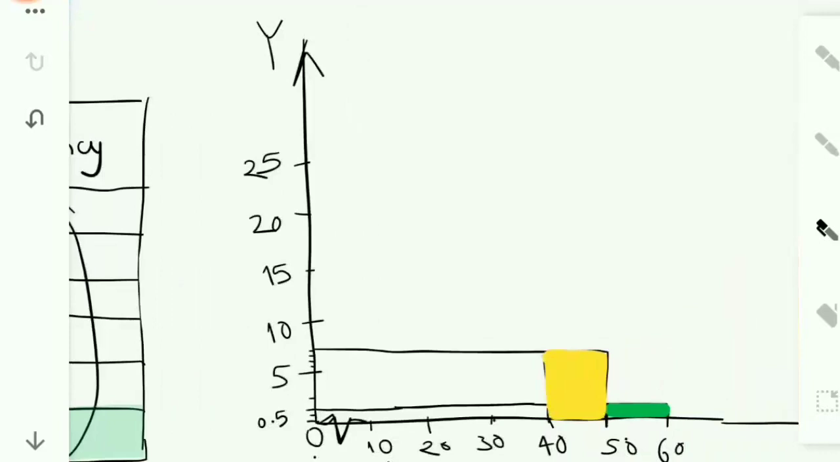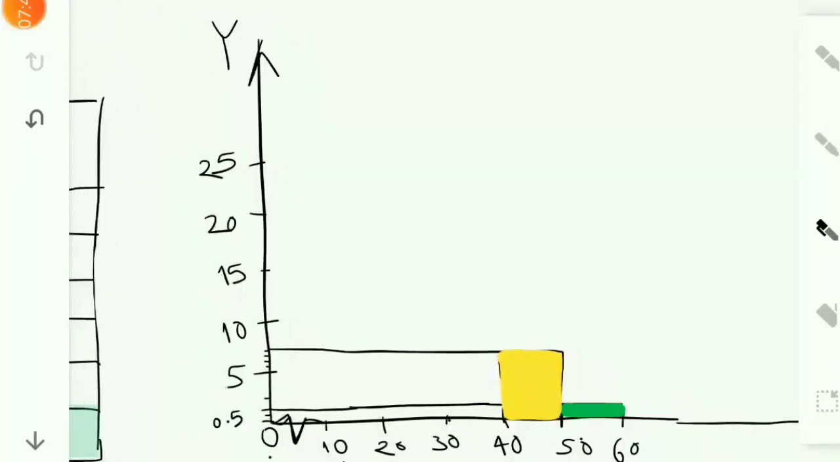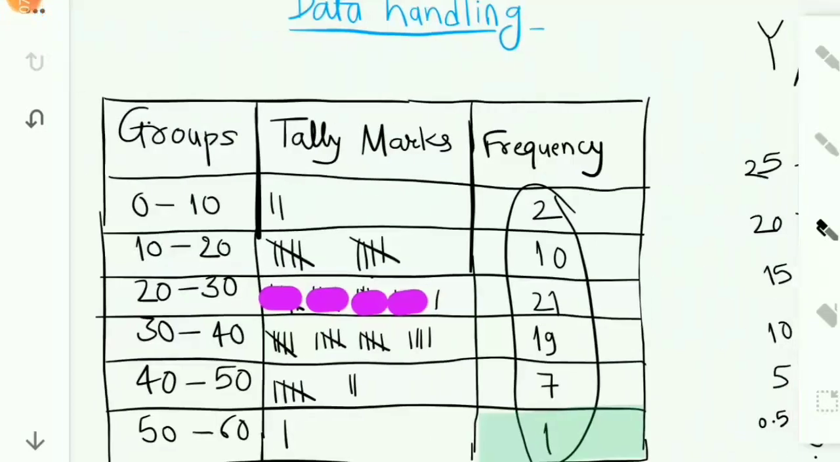Okay, so try some histograms from your NCERT book. Exercise number 1, and try to solve NCERT exemplar as well.